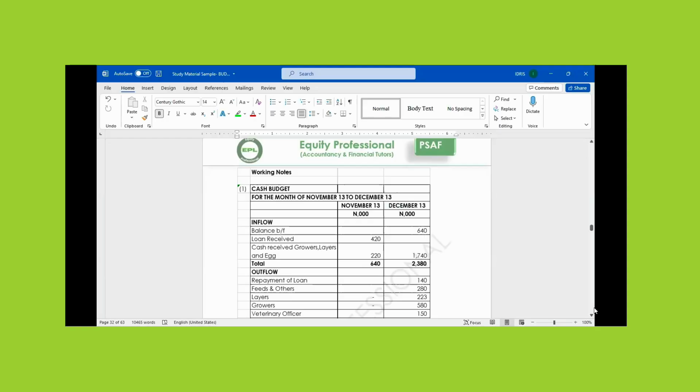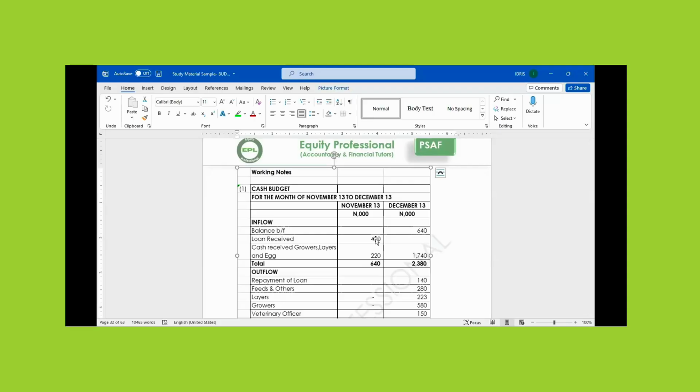So, first thing we need to know is that we receive a loan in which month? November. Can you see the inflow of November? November cannot have balance brought forward because it is November that they started the business. And the first inflow that they receive is that loan of 420,000. Can you see how it enters in November, in working note one?